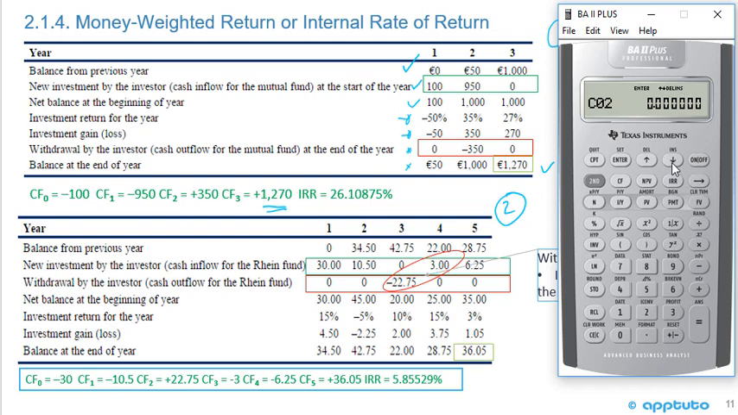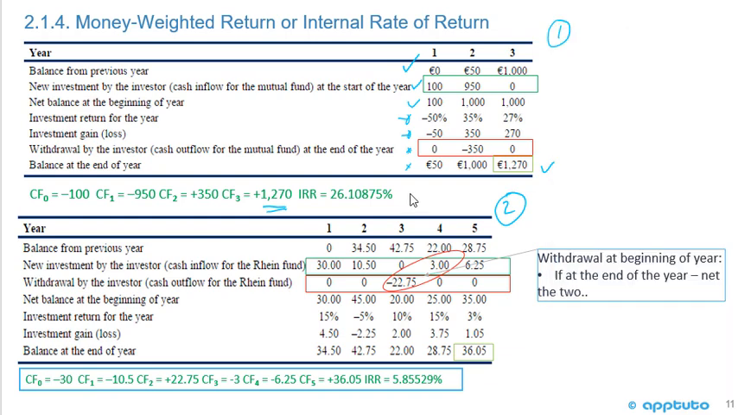Arrow through. Cash flow 2, that's the 350 withdrawn by the investor at the end of the year. So that's a positive 350. We're going to hit enter. Frequency 1, arrow down on that. Finally, there was no new cash investment, but we have to use the balance remaining as a positive. So that's a 1270 positive for cash flow 3. We're going to hit enter. Then we'll go to the IRR button. We'll hit compute. And we've got an internal rate of return of 26.10.